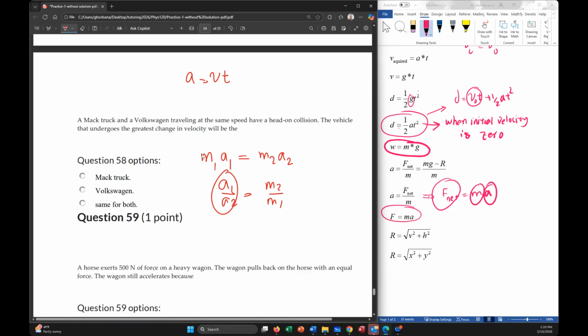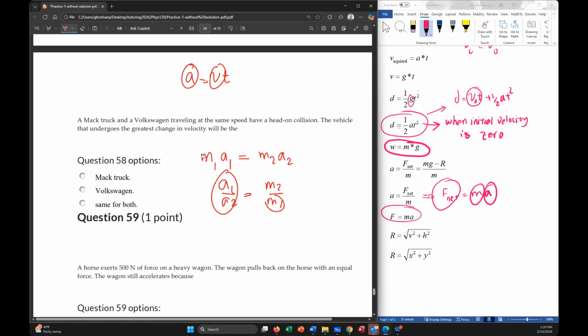Yes. If it undergoes velocity changes, it means more acceleration. Which one accelerates more? The one that has less mass. That's it. That's why the relation between the acceleration and mass is this: inversely related. Yes, A1, M1 here. Inversely related to each other.